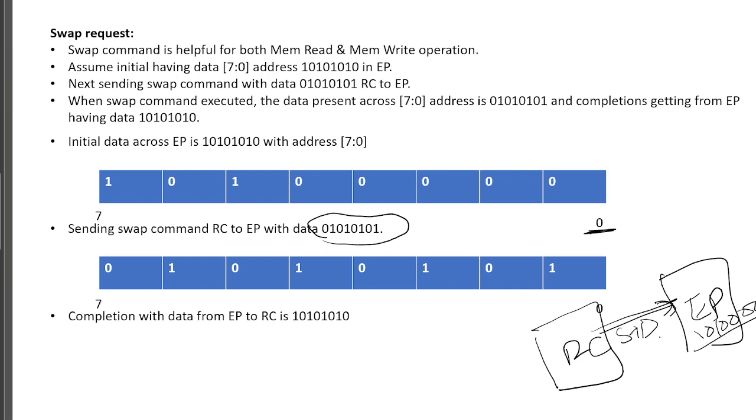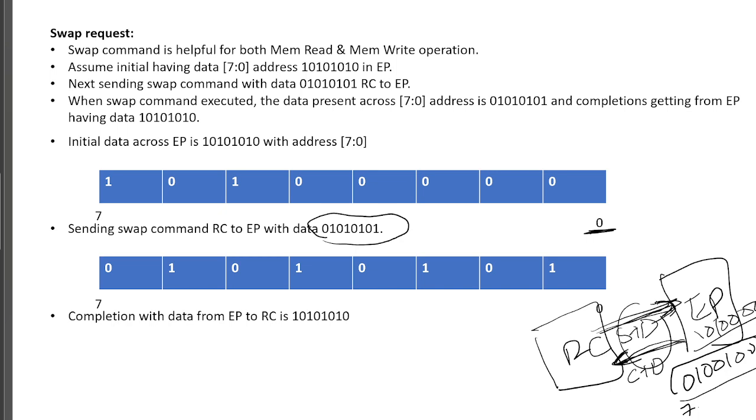The data at the 0 to 7 address will be replaced. What is the data now updated? 01010101 is present at the 0 to 7 address. What was the previous data present at the 0 to 7 address? 10155 is coming from the EP to RC side as a completion with data. So data will be swapped at a time. Whenever you send a request from RC to EP side, data will be replaced and the existing data comes from the EP to RC side. This we call a completion. So memory write can happen, memory read can happen.